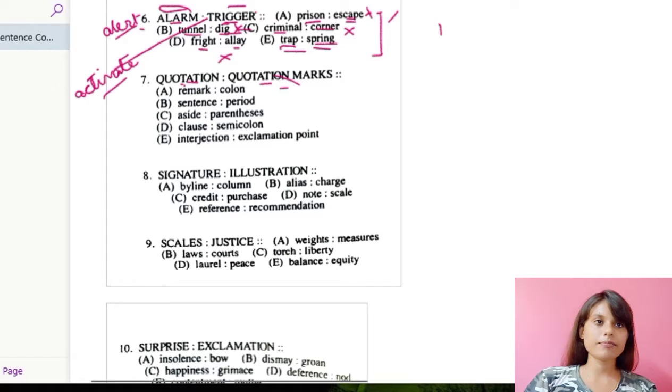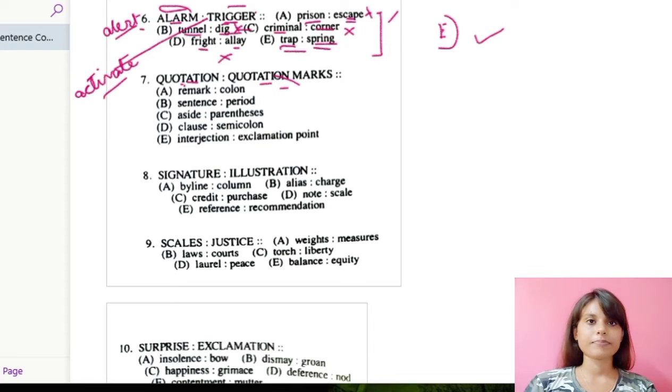So you see, meanings are not that clear if we compare them with the question, but we have to make sense like this, and then choose the correct or best suitable option provided in the choices. Okay, let us move over to the next question, that is quotation and quotation marks.